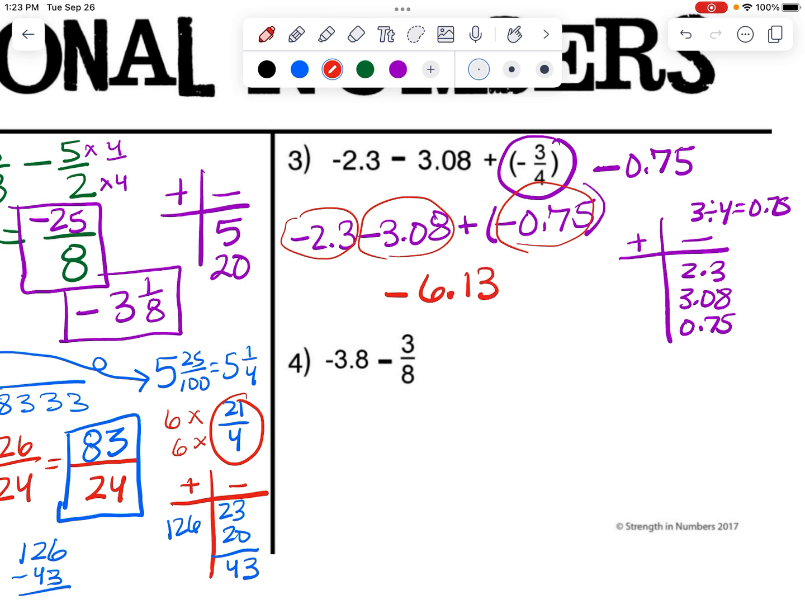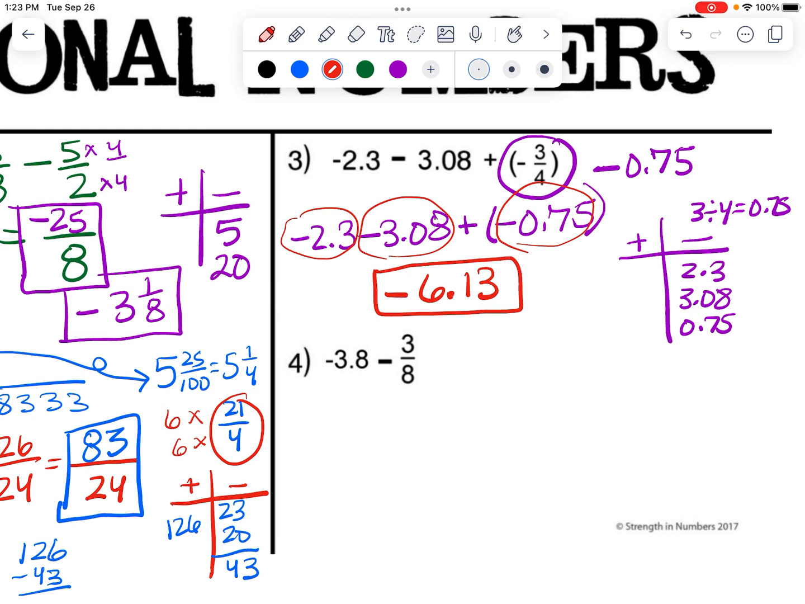I'm just going to add it again in my calculator because I feel like I wasn't paying that close attention when I was putting it in. I got distracted. Nope, that's right. They're all negatives. Negative team wins. They get all the points. Ta-da! And the last one, we have a decimal and a fraction.